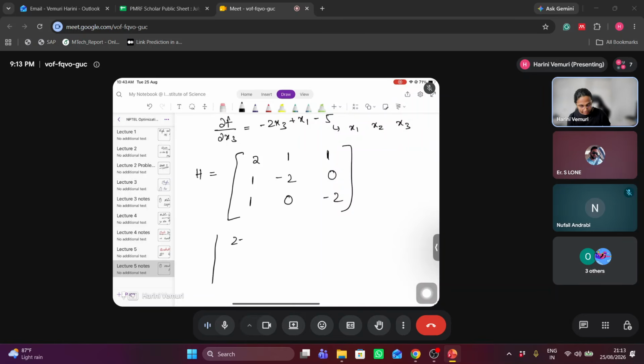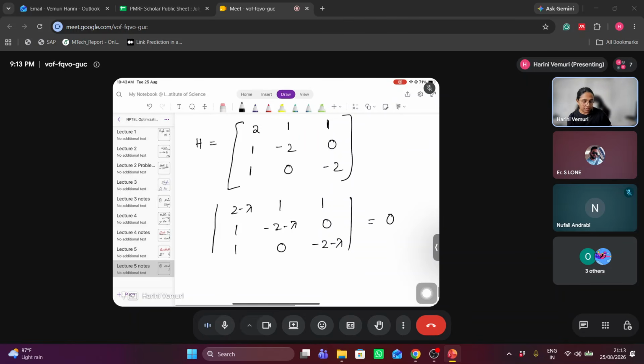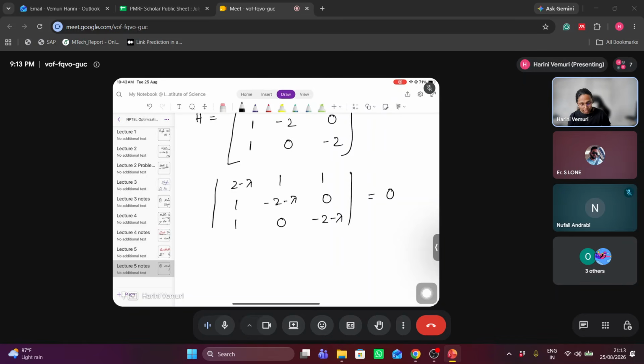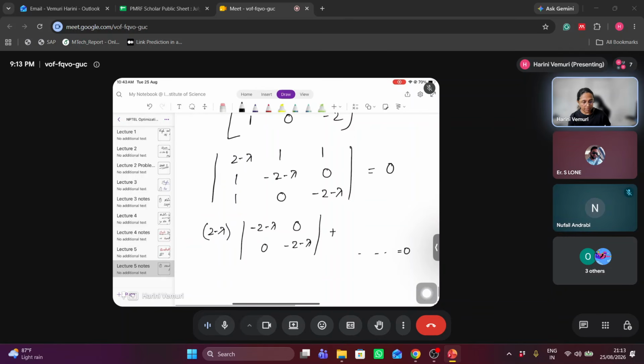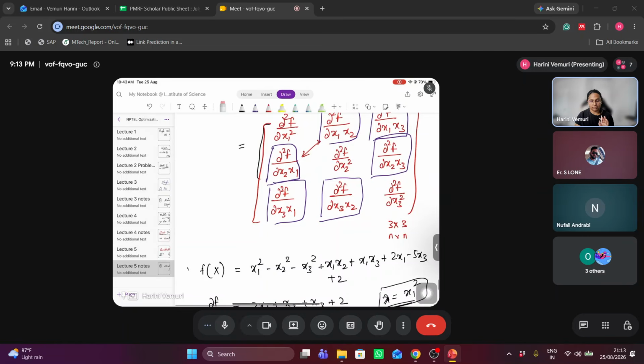Now 2 minus lambda, 1, 1; 1, minus 2 minus lambda, 0; 1, 0, minus 2 minus lambda. This determinant is equal to 0. Then you take 2 minus lambda common, and then you have minus 2 minus lambda, 0, 0. You know how to find the determinant for a 3 by 3 matrix. So like that you have to continue and get the values of lambda. This is a little bit long, but I hope you understood this procedure.